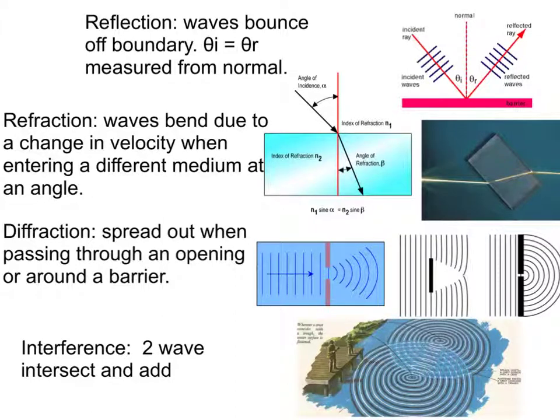All right, I want to go ahead and talk about four basic definitions here: reflection, refraction, diffraction, and interference, very quickly. Reflection is whenever a wave bounces off of a boundary.